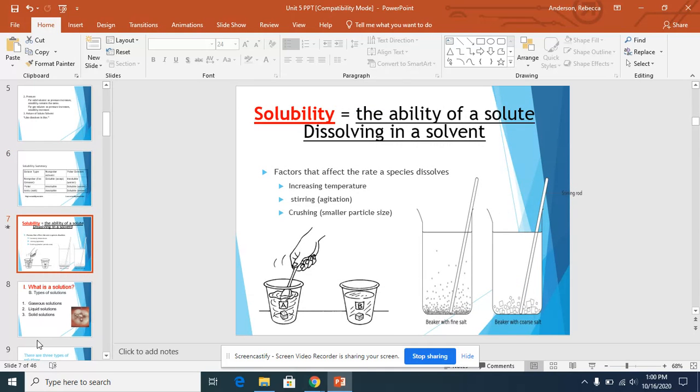And we've already talked about this a little bit. Solubility is the ability of a solute dissolving in a solvent. If it's soluble, it can. If it's not soluble, it cannot mix in. Certain factors that can affect the rate at which a species dissolves are increasing the temperature, stirring or agitating it, or crushing it into smaller particle size. It's very similar to rate of reaction, kind of the same factors that make an effect.